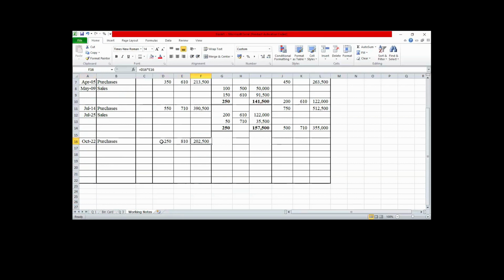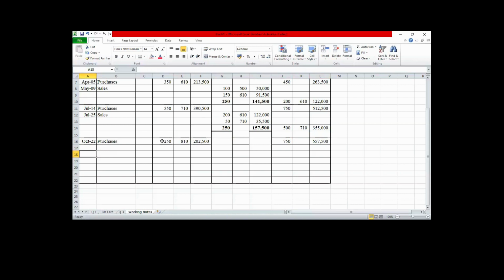Now, we will add that 250 to 500 in the store. That's 750, right? Yes, sir. Then the value will now be 355,000 plus 202,500. That is 557,500. Is it clear? We are not going to report price simply because we have two different prices. Okay. What's the next one?